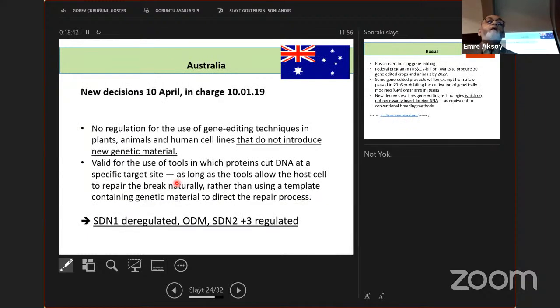In Australia, a new decision on 10 April states that there is no regulation for the use of gene editing techniques in plants, animals, and human cell lines. They do not introduce new genetic materials. This is valid for the use of tools in which proteins cut DNA at specific target sites, as long as the tools allow the host cell to repair the break naturally rather than using a template containing genetic material to direct the repair process.